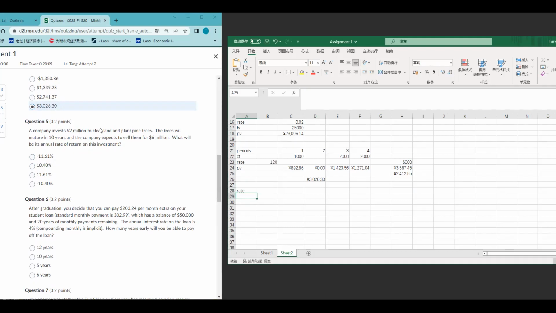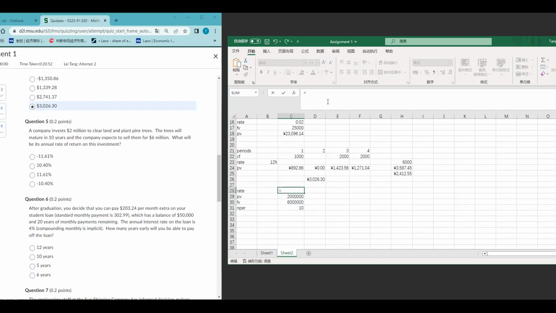Okay. So what information do we know? What kind of information did the question give to us? The first thing, the company invests $2 million. So we know that the present value for this investment is 2 million. It's 2 million, okay? And the future value is 6 million. And we also know the NPER is 10 years, right? It's 10 years. So it's very easy.